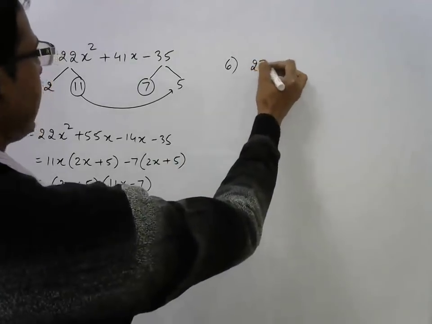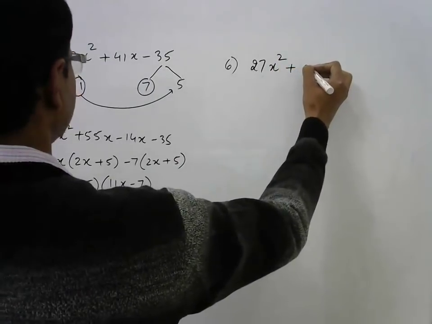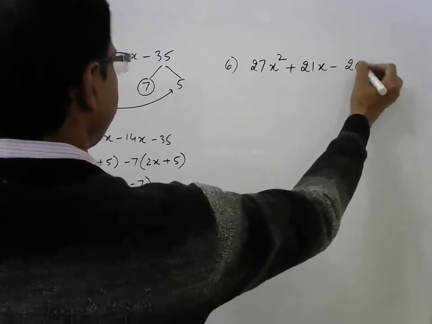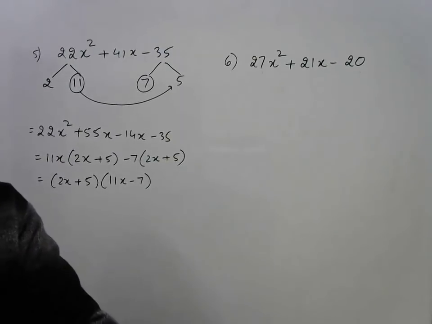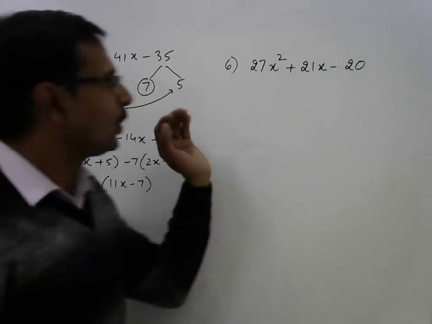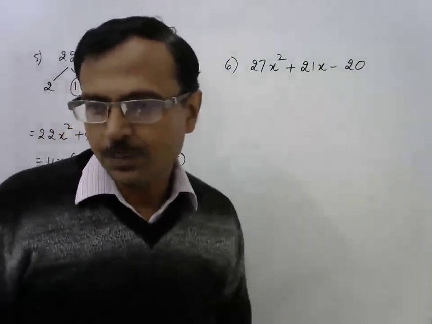Okay, this is 27x square plus 21x minus 20. Okay, friends, get on with this one. 27x square plus 21x minus 20. So all numbers in the 20s. Not an easy question, but the answer is not far away. Let me just check who can get this one correct. All the terms are greater than or equal to 20, and we need to split the middle term very quickly.